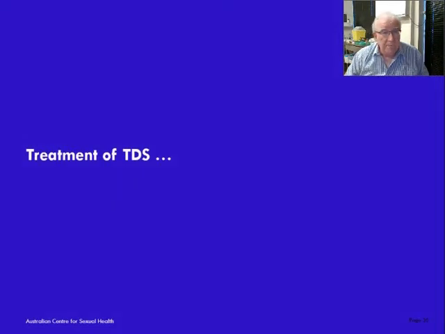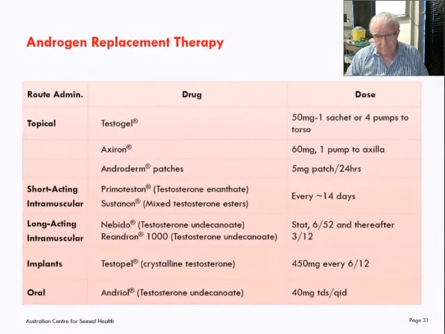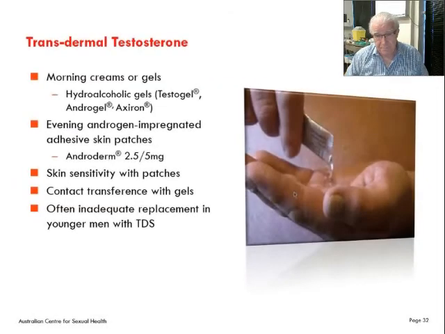Okay, so let's move on to the treatment of testosterone deficiency. There are a number of different routes of administration of testosterone, and these include topical, intramuscular injections using either short-acting or long-acting testosterone, or oral testosterone undecanoate. And each of these has its advantages and its disadvantages.